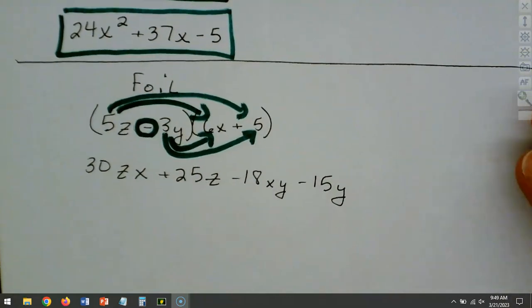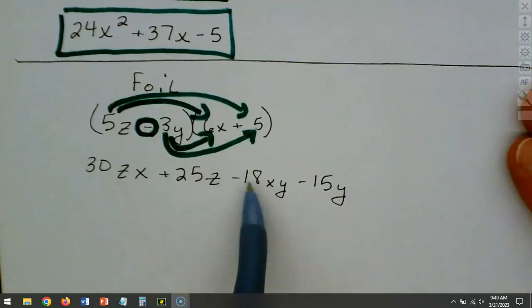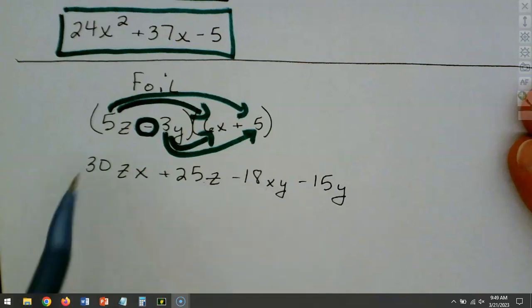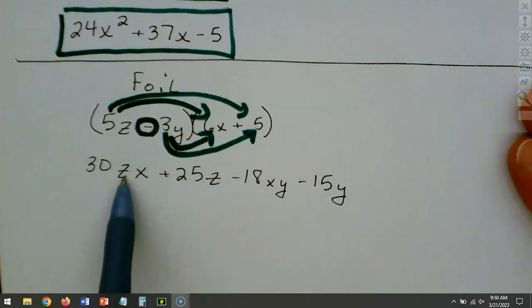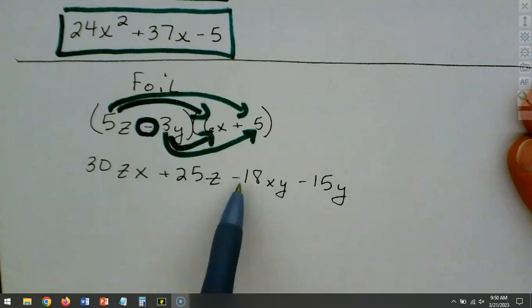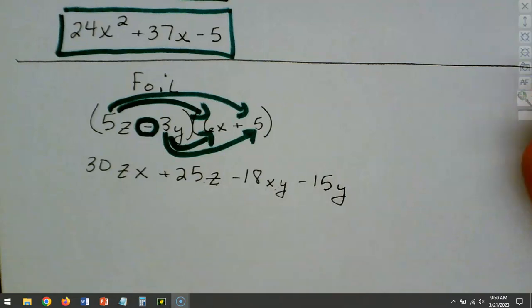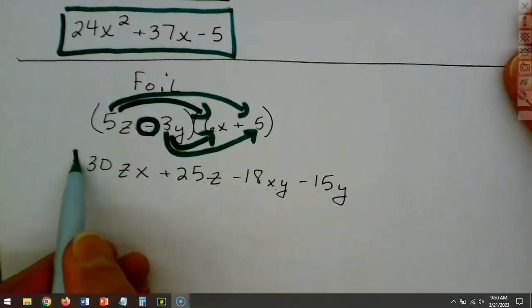Now, can we combine any of the terms together? No. Many times you can put the middles together, but these we cannot, right? They are different. So a lot of times they go together, but not always. Nothing goes together because this is a ZX. It can't go with that one, and it can't go with that one. This one's just a Y, so it can't go with that one. So this is as far as you can go.